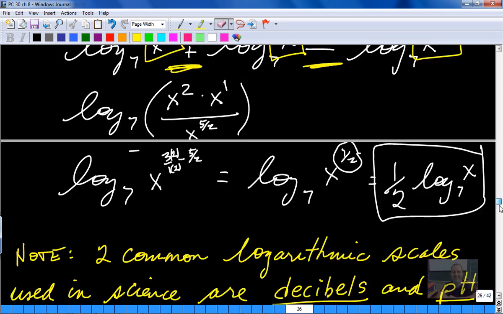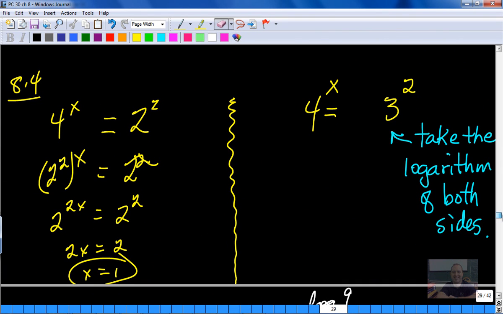So if we skip down to 8.4, this is what we've known to do: 4 to the power of x equals 2 squared. In the past, the best way to do this is to get the same base on both sides of the equation. 4 can be written as 2 squared. You apply your exponent laws, and you have 2 to the power of 2x equals 2 squared. Once we get the same base, you let the exponents equal each other, and you can solve. That's what we've been doing.